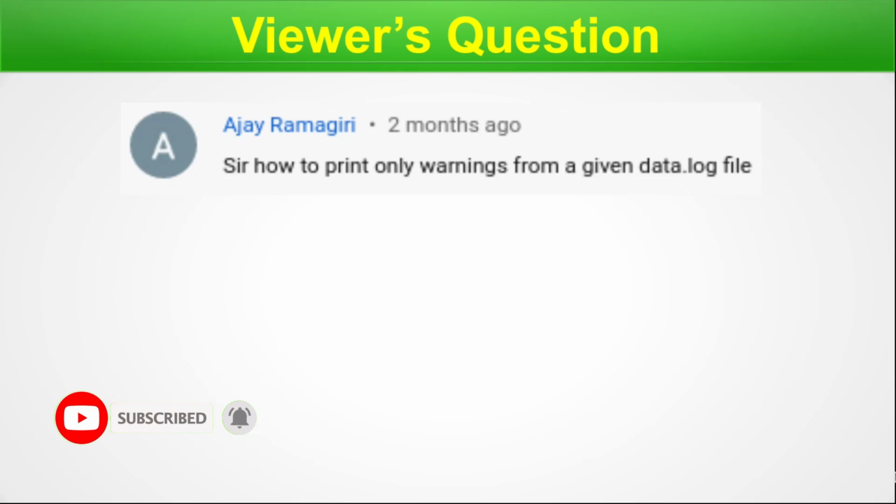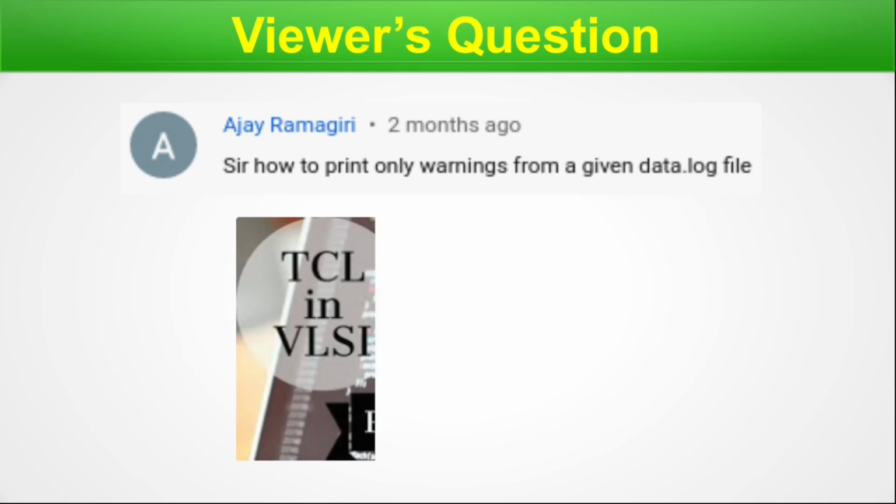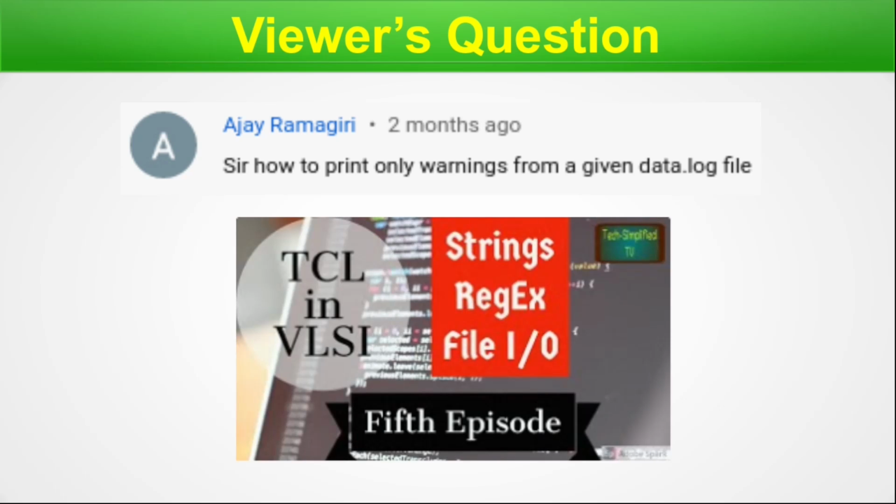Hey guys, welcome back to the computer screen. We are discussing a viewer's question. Ajay Ramagiri has asked how to print only the warnings from a given data.log file. He has asked this question in the 5th episode of TCL in VLSI. There I have discussed file IO, that means input output of a file. So without any further delay, let's begin.